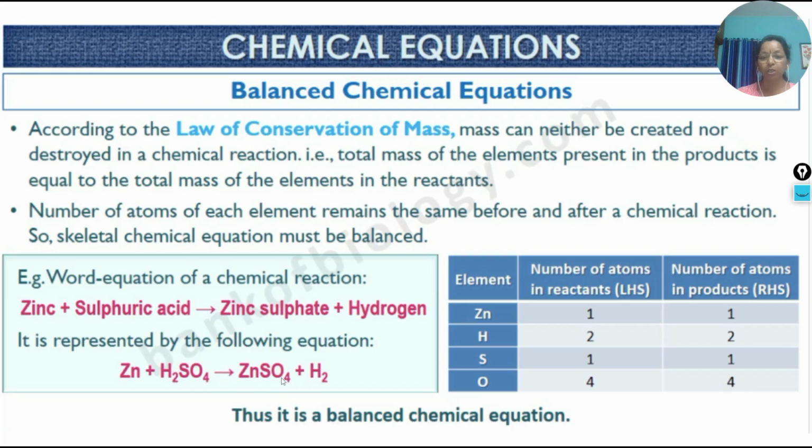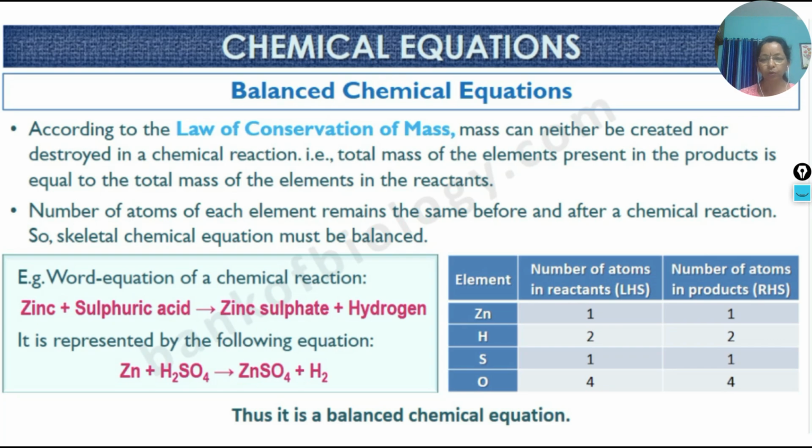Okay, so the first step for balancing a chemical equation is to draw a table like this, and write the elements present. Here zinc is there, so we have written zinc; hydrogen is there, hydrogen we have written; sulfur is there, oxygen is there. So we have written all the elements in the first column. Then we write the number of atoms for each element on the LHS and on the RHS. In the case of zinc, on the LHS we have 1, and on the RHS also the number is 1.